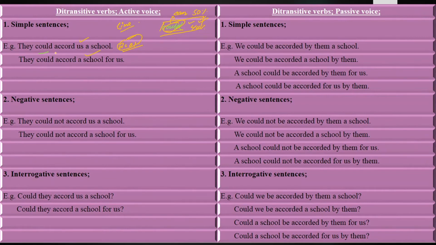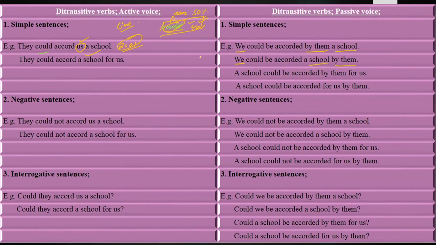Clear? Now over there, these are the two ways to change them from active voice into passive voice. Now we can change them from active voice into passive voice in four ways. Before changing them, first we bring the indirect object first. Indirect object is what? We and we. When it comes first, by them comes at the beginning and for us at the end, or for us at the beginning and by them at the end.